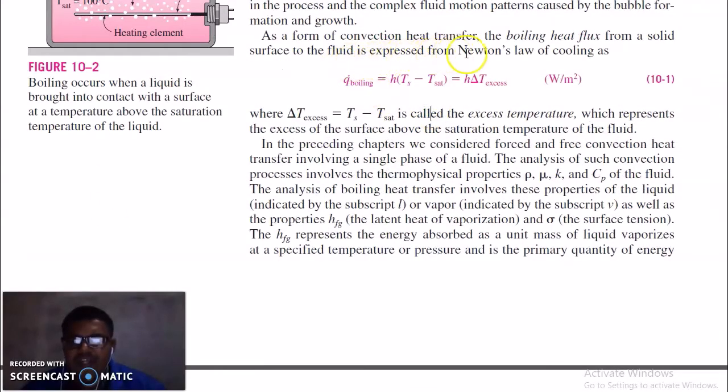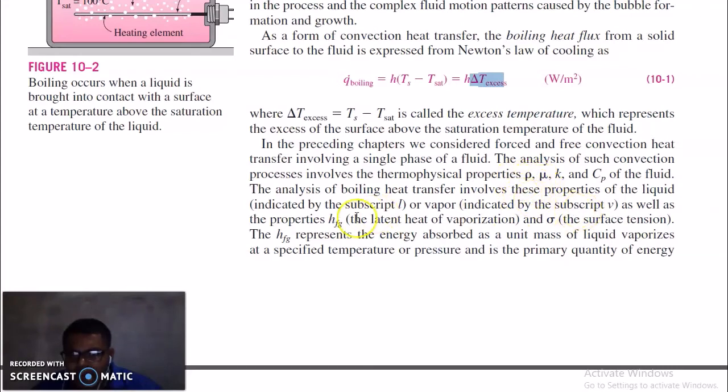As a form of convection heat transfer, the boiling heat flux from a solid surface to the fluid is expressed by Newton's law of cooling, which is q_boiling equals h times (Ts minus T saturation), that is h times delta T excess. This excess temperature, Ts minus T saturation, represents the excess of the surface temperature above the saturation temperature of the fluid. The analysis of boiling includes the properties of the two-phase fluid, one is the liquid and the other is the gaseous phase, so we have to include the properties of both.